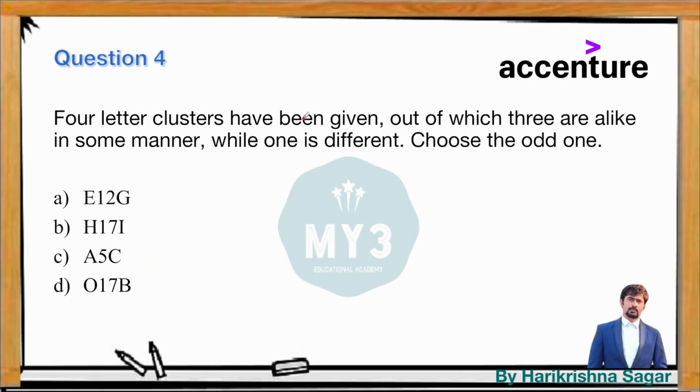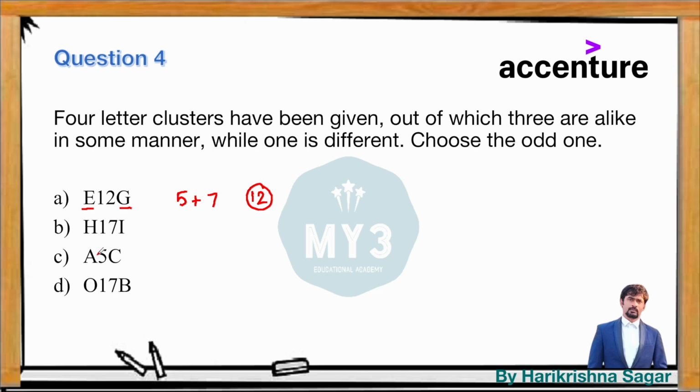4 letter clusters are given below. Out of this, 3 are alike in some manner. Find the different one. So if you observe E, 12, G. What is E position? 5. What is G position? 7. What is 5 plus 7? 12. Okay, I understand. They have taken the alphabet positions and the summation of alphabet positions is given in the middle.